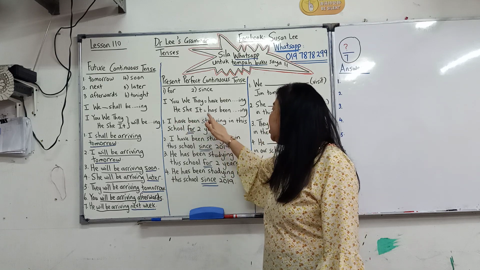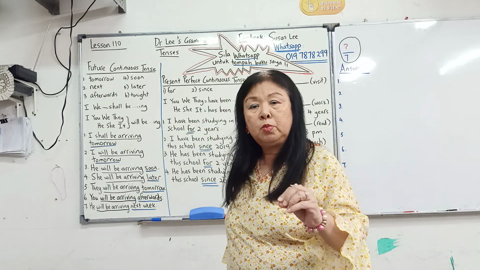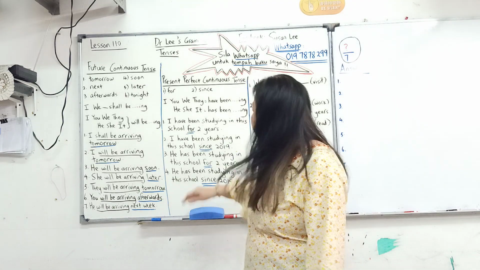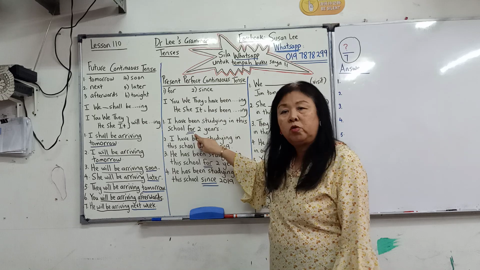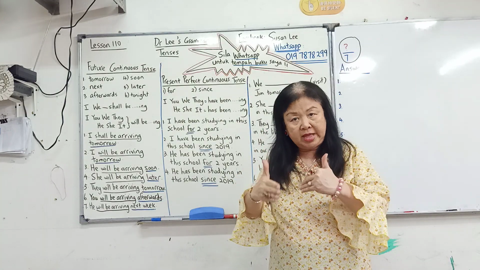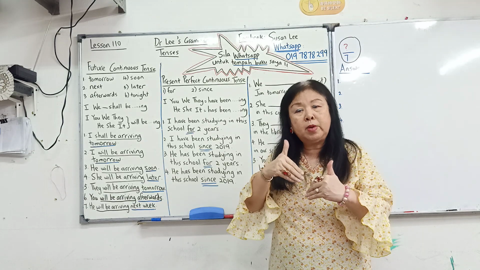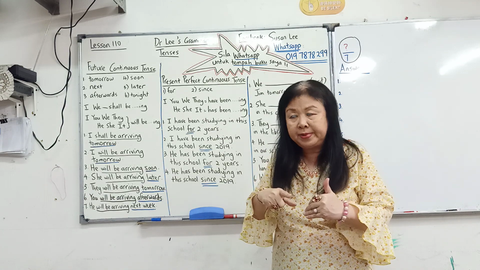Remember, he, she, it, you must have S. I, you, we, they, we do not put S. And after the word been, we put ing. So, the examples are here. I have been studying in this school for 2 years. We use for a period of time. Until the time you are talking, this action is still happening. It has not stopped happening.